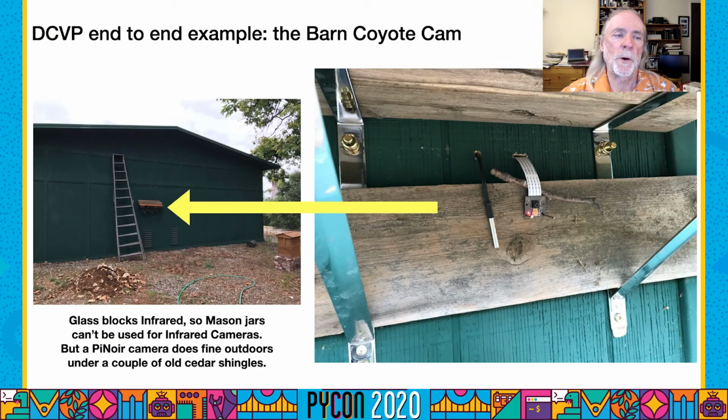So let's take a look at one more example. This is my barn. I call it my Coyote Cam. Glass blocks infrared, so I can't use a mason jar out here. So I actually built a little cedar shake roof over the Raspberry Pi camera you can see on the right.